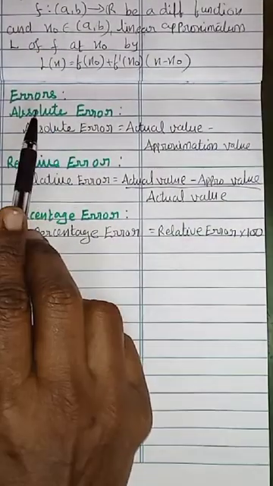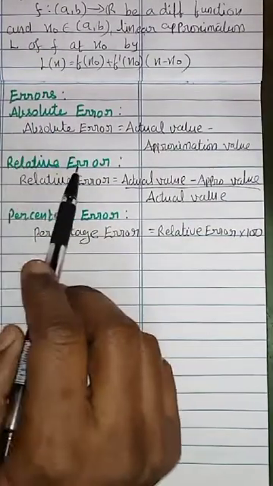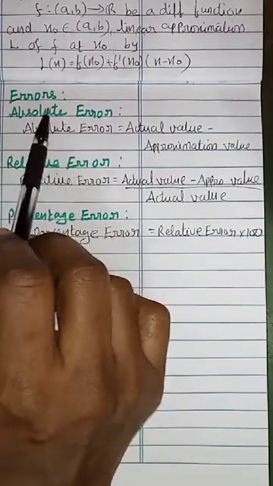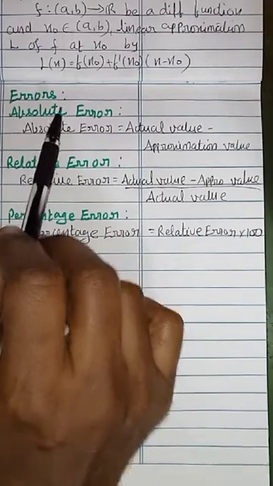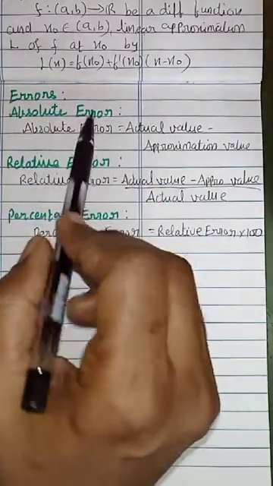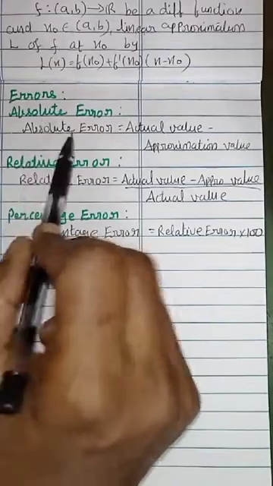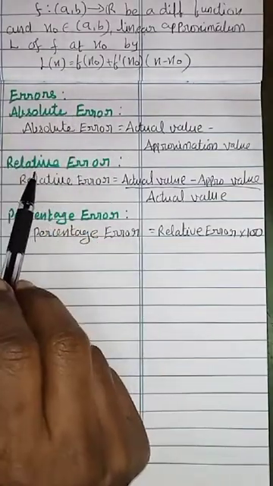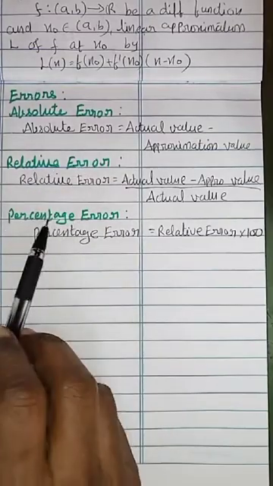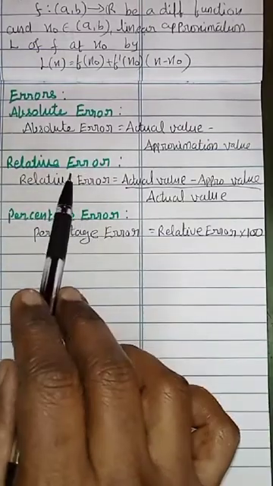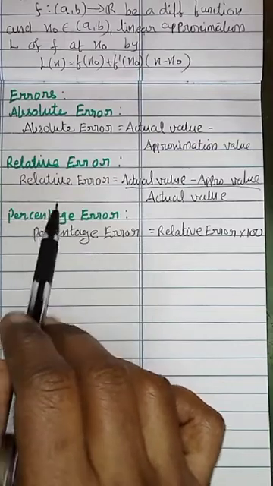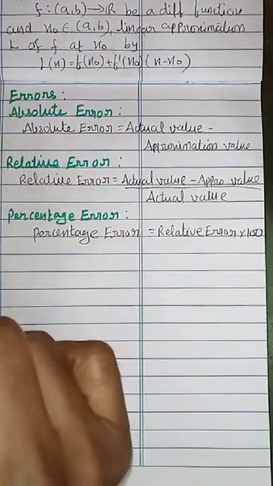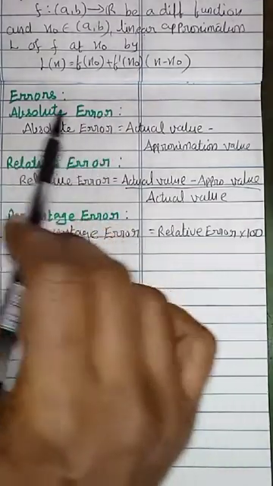Now, compared to relative error and percentage error, absolute error will not tell you whether the approximation is good or not. That is, whether the approximation value we have taken is good or not, we can't find out using absolute error. So that is why they have introduced relative error and percentage error. Using the relative and percentage error, we can find out whether the approximation is better or not. Okay, so that's all for errors.